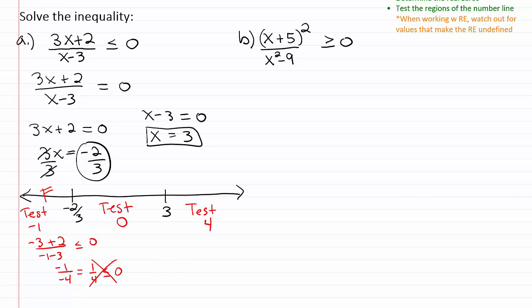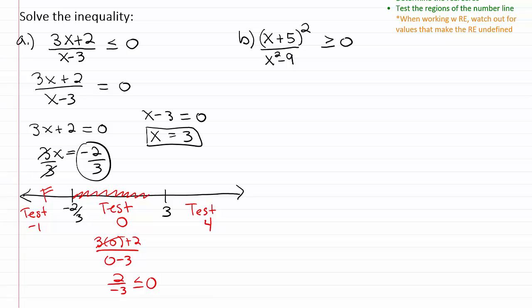All right, let's look at testing 0 itself though. If we want to test 0, we'll plug 0 into the inequality. We'll have (3 times 0 + 2) over (0 - 3). That's going to give you basically 2 over -3, which is -2/3. That is less than or equal to 0, so that actually works, right? So we're going to say this part of the number line does contain solutions.